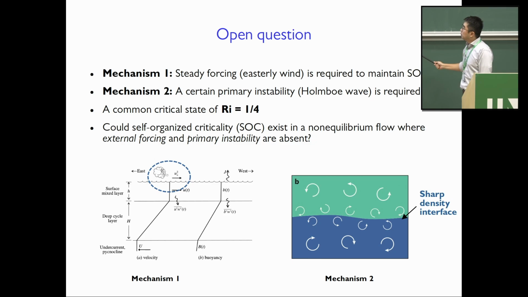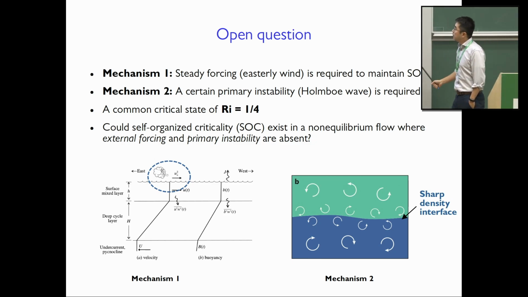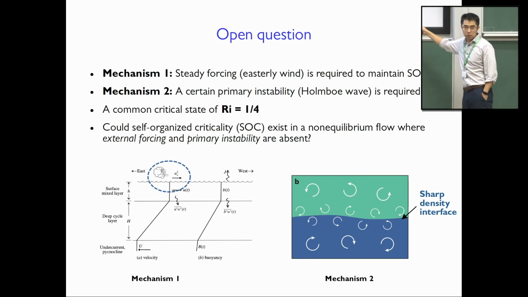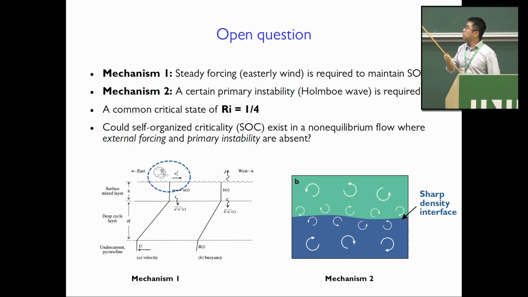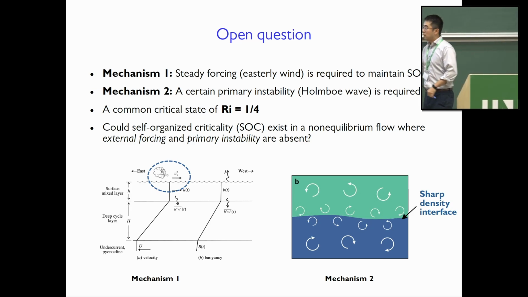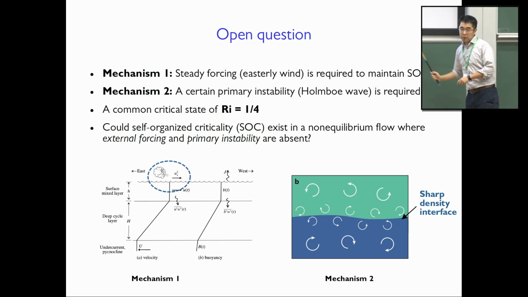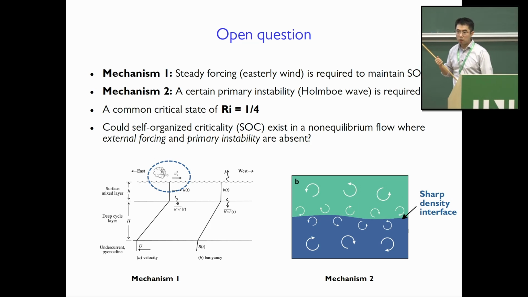And what these two theories have in common is the same critical state, which is the Miles-Howard criterion. And the question I'm asking here is, if we don't have an interface, if we don't have forcing, can we still get some SOC-like behavior? If it does, then that means this SOC behavior is a generic property of turbulence, and it's not dependent on any forcing or some particular initial condition.